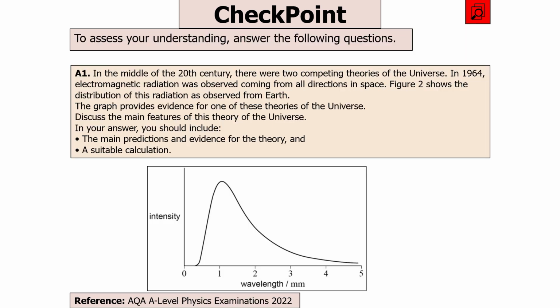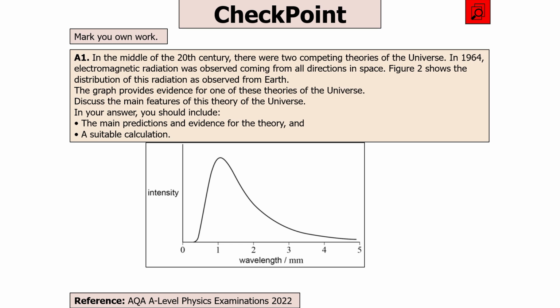The next question says, in the middle of the 20th century, there were two competing theories of the universe. In 1964, electromagnetic radiation was observed coming from all directions in space. Figure 2 shows the distribution of this radiation as observed from Earth. The graph provides evidence for one of these theories of the universe. Discuss the main features of this theory of the universe. In your answer, you should include the main predictions and evidence for the theory and a suitable calculation. So pause the video now, then unpause the video and you can go through your answer.